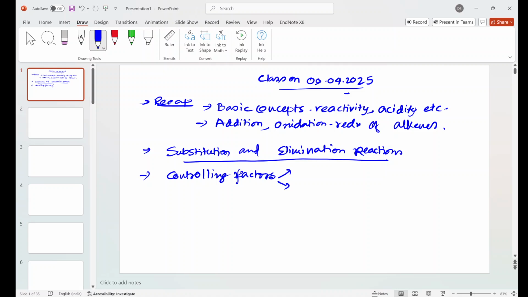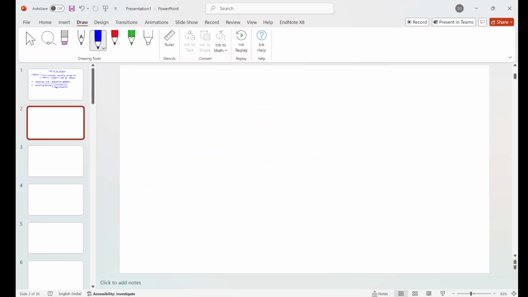So which lead us to two different things. One is the stereochemistry as well as regiochemistry. Okay, so let us start. So first we'll go through the substitution.